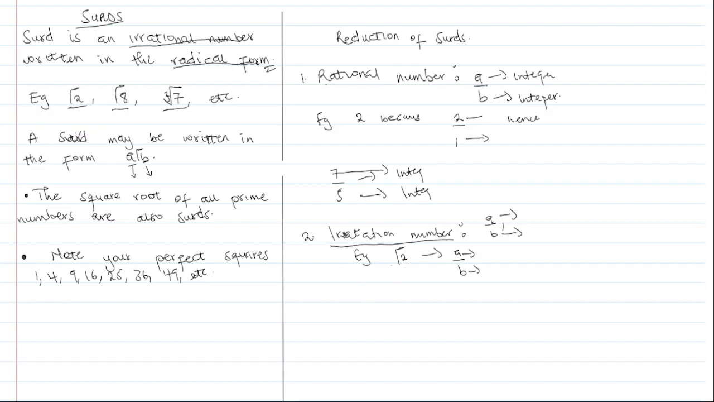Someone might say, oh, but root 2 is the same as root 2 over 1. Yes, you are right to think that way. But let's look at something. 1 is an integer, but root 2 is not an integer. Hence, we say it is an irrational number.